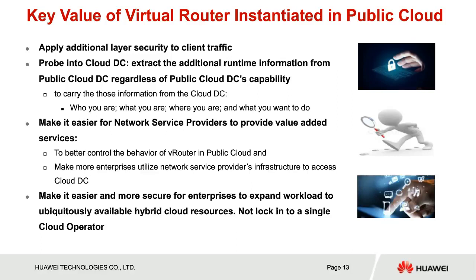For example, some of the enterprises we work with have multiple accounts, maybe hundreds of accounts, with one cloud provider. Even for the same application, they may have different accounts. So when the traffic comes to their on-prem data center, it's really difficult to tell which traffic is from which account. If you instantiate this virtual router, you will be able to attach that information. You can attach user-defined information. So with virtual routers instantiated in the public cloud, it's easier for enterprises to expand their workload, to see and feel how their workload works in a public cloud, and to avoid being locked into a single cloud operator.